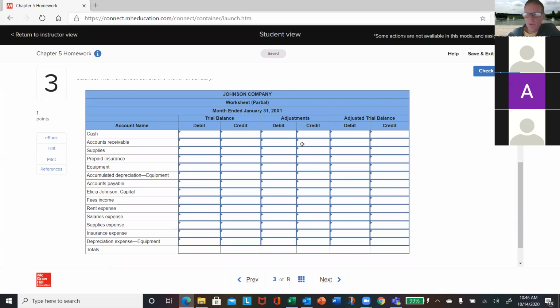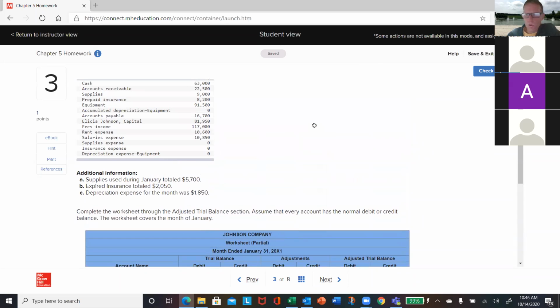And so you typically don't use worksheets in the business world, but for this class and for learning purposes only, I want to show you how you have to use this thing to get to the final answer. So remember, the worksheet is not a financial statement. It's just a tool that you use to do your adjustments.